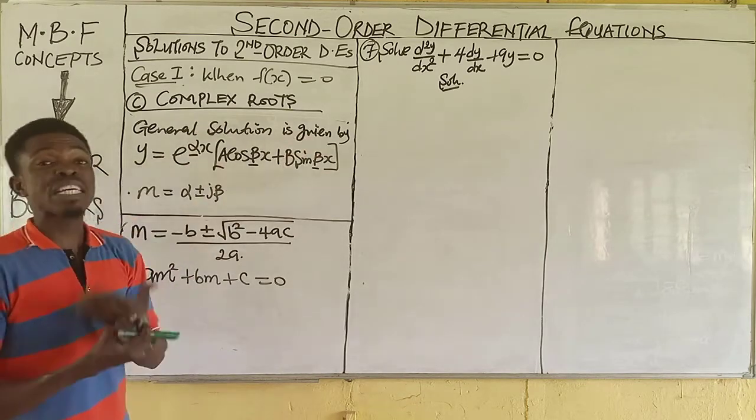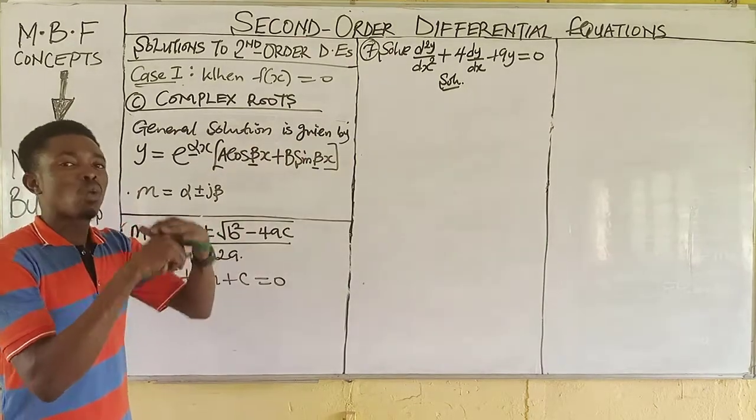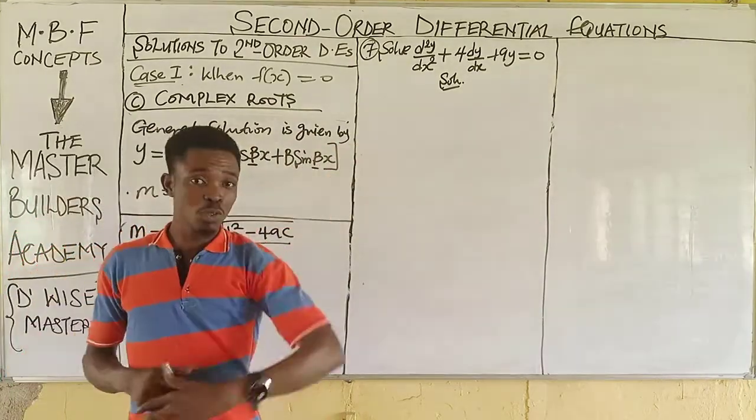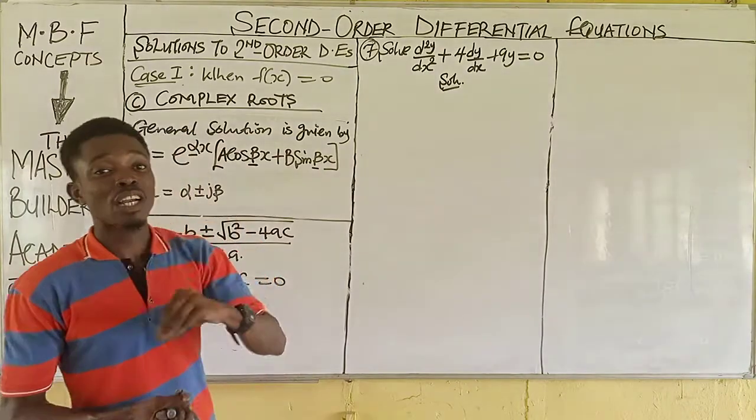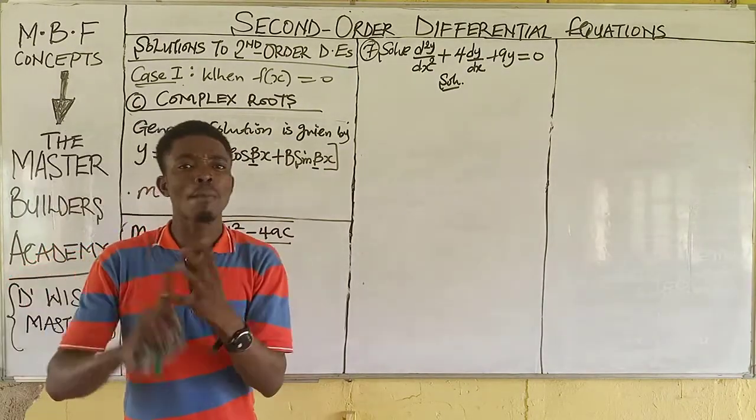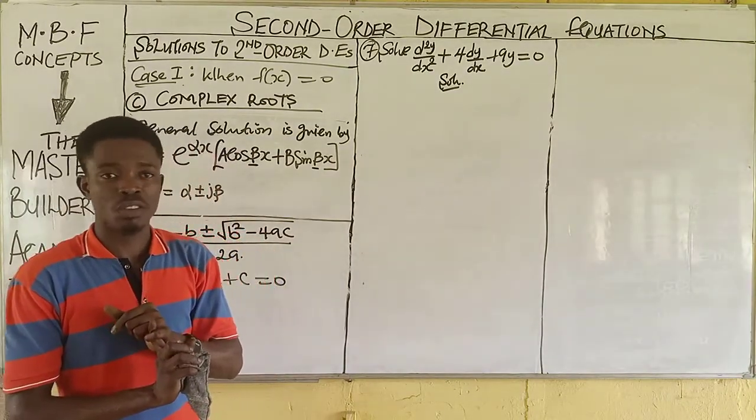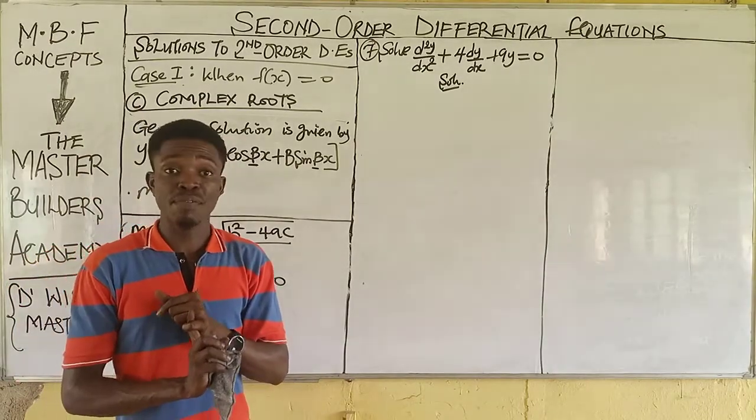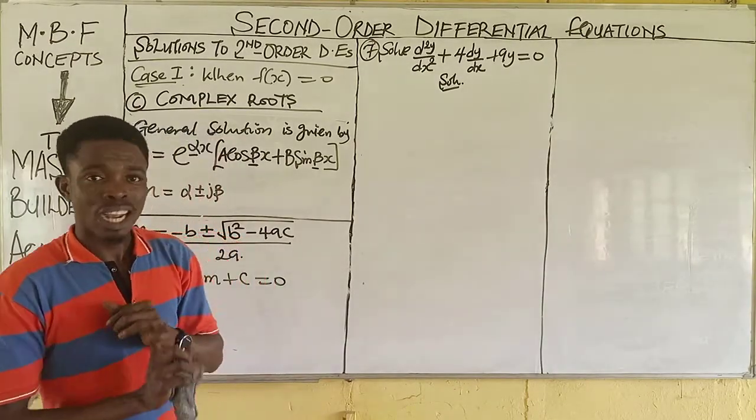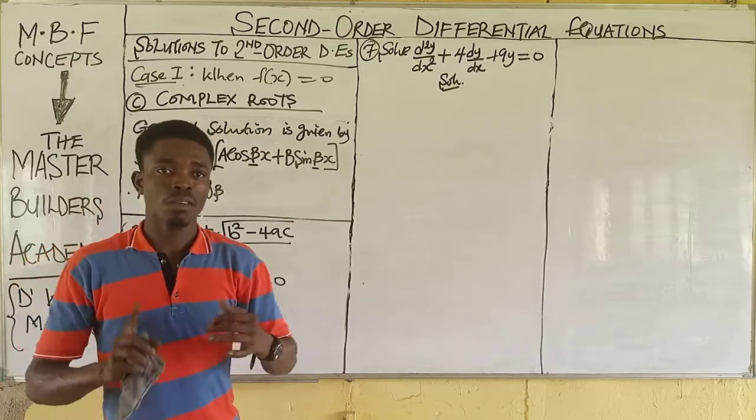Of course, we will first test whether we can factorize. But I tell you the truth, any second order differential equation that falls under complex roots cannot be factorized. Therefore, the factorization method cannot work it out. Now, let's get to work.